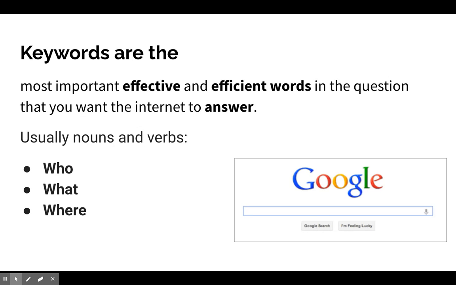To review, keywords are the most effective and efficient words in the questions that you want the internet to answer. Usually, they're nouns and verbs: who, what, and where. Please continue now to take the formative assessment in this folder.